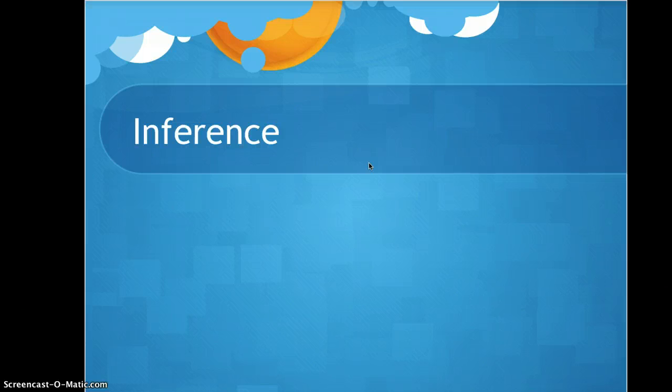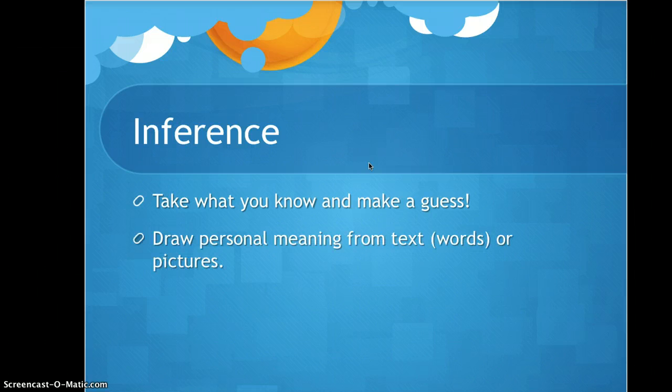Hey guys, today we are going to be talking about how to make inferences and what an inference is. Well, it's basically taking what you know and making a guess. It's not really flat out told to you, hey, this is what it is, this is the answer. It's not written in the text, but based on our prior knowledge and our senses, we can develop an idea of what the story or picture is trying to tell us. We're drawing personal meaning from text or words or pictures.